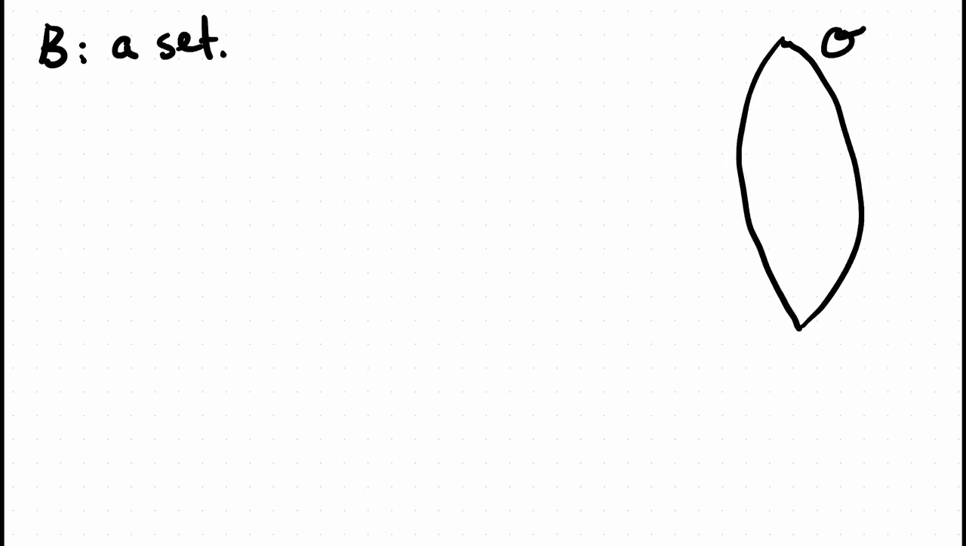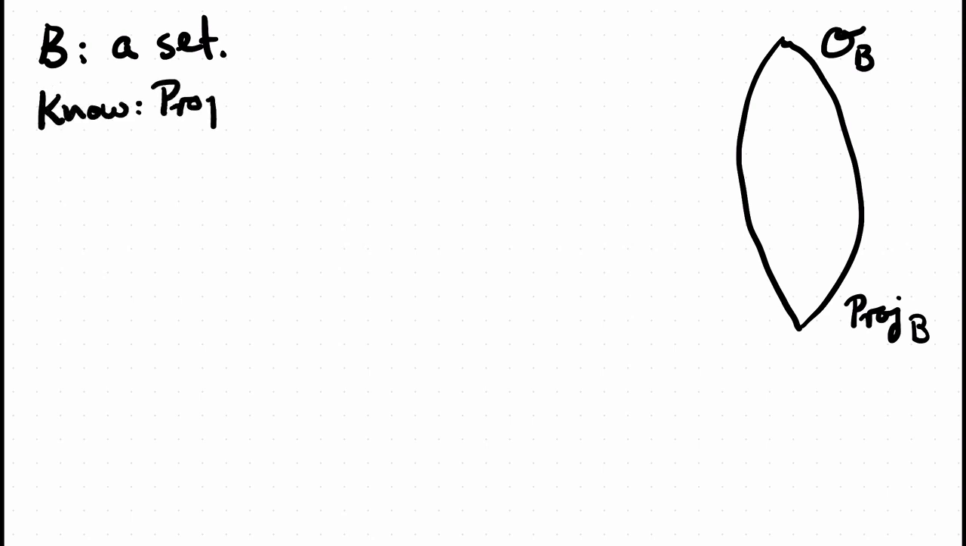Welcome! Today's video is about minimal clones. We fix a base set B. Last time we have seen that there is a largest clone over the set B, namely the set of all operations on B, and a smallest clone over the set B, which is the clone that just contains the projections.